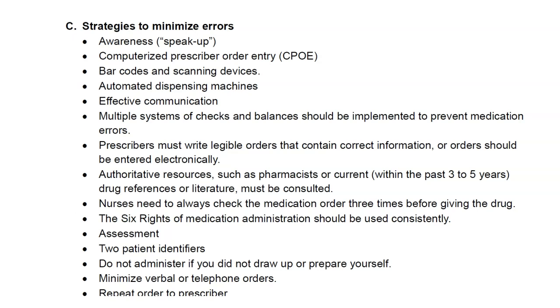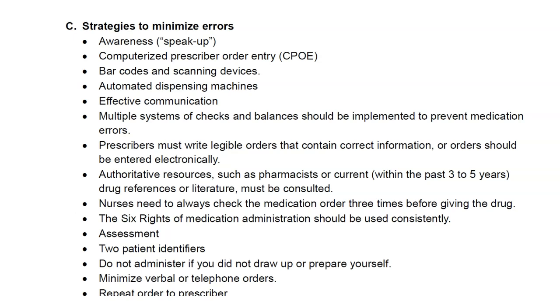In addition, the computerized prescriber order entry. So back in the day, everything used to be written. So sometimes it's hard to understand. So now with the computer system, it's easier because now you can understand what they are ordering. Barcode and scanning devices, making sure if available to always use the barcodes and scan your medication. Now we have the automated dispensing machines, which really doesn't allow us to pull out medication other than the medication that's in the patient profile for the most part.